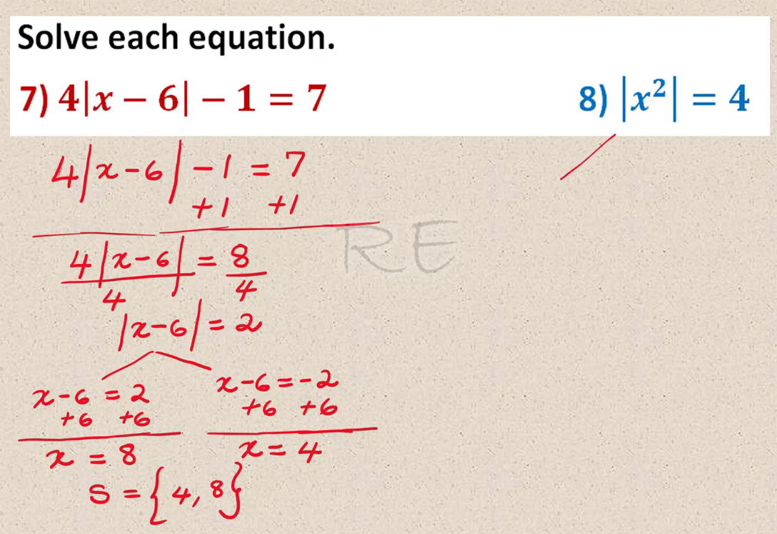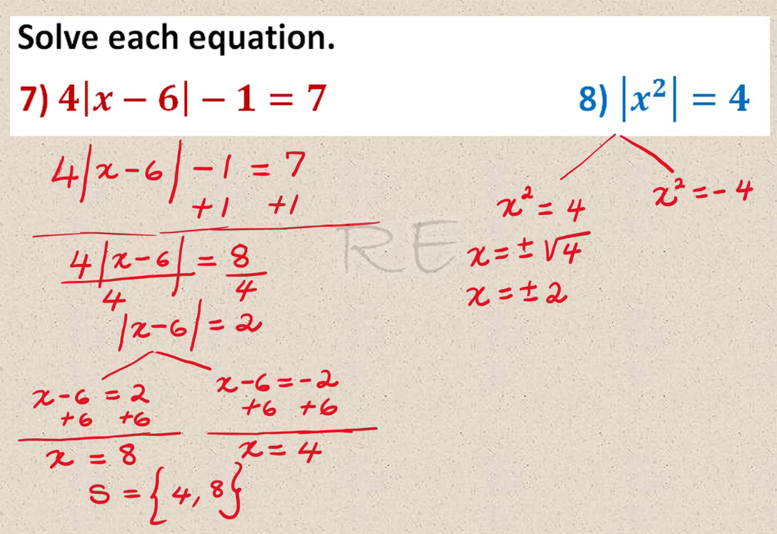The absolute value of x squared is equal to 4. If we're considering real numbers, we would just set x squared equal to 4, and x is equal to plus or minus square root of 4. Therefore, x is equal to plus or minus 2, and we should be done. Because look, if we consider the negative case, x squared is equal to negative 4, no real solution. So the solution set is negative 2 and 2.